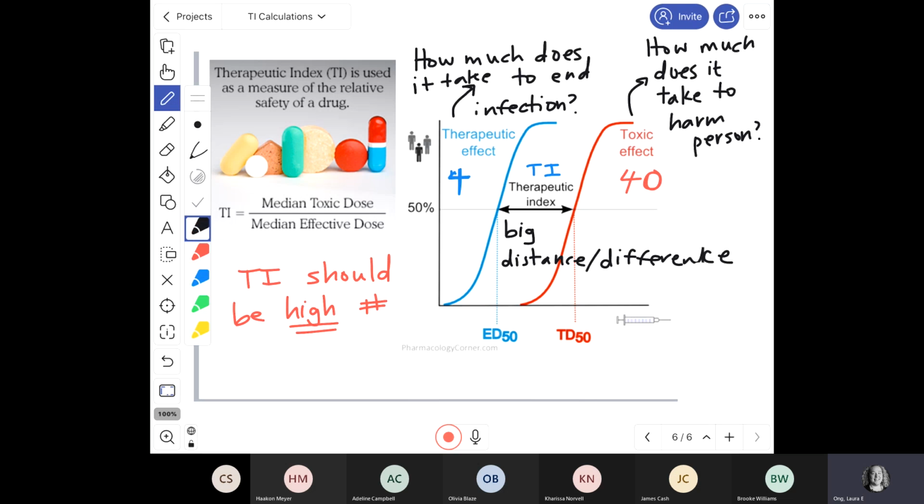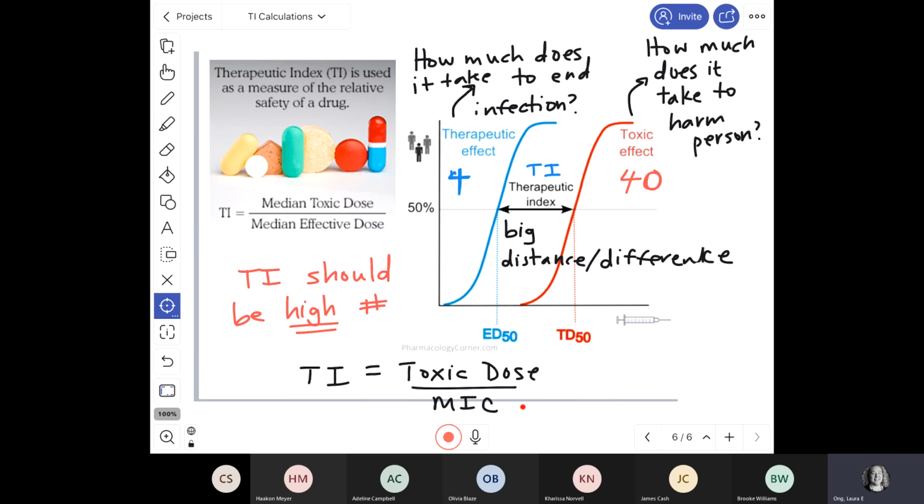Another way that we could write therapeutic index, and the way that I'm going to have you use in this class, is toxic dose over the MIC. So you will need to memorize that equation. TI equals toxic dose over the MIC. And when we're doing these calculations, the bigger that ratio is, or the bigger the TI number comes out, the safer that drug is. So TI should be a high number if we're going to have optimum safety.